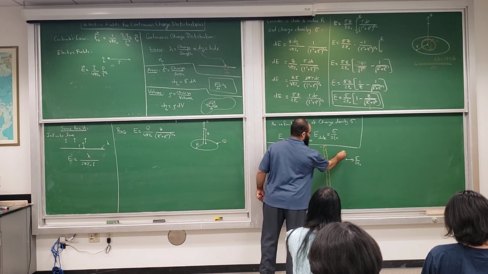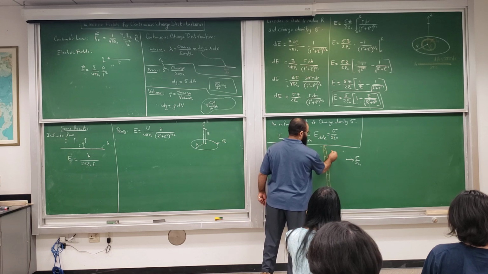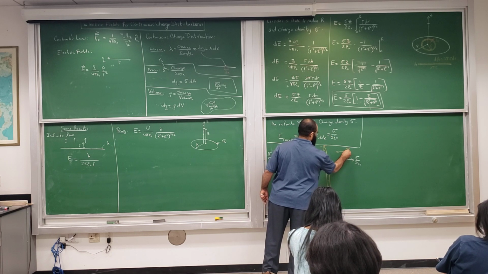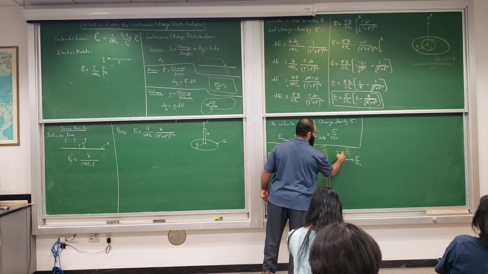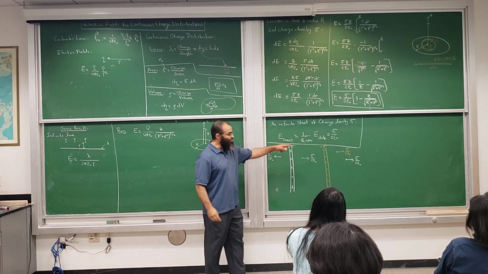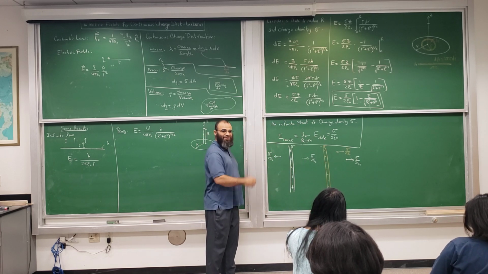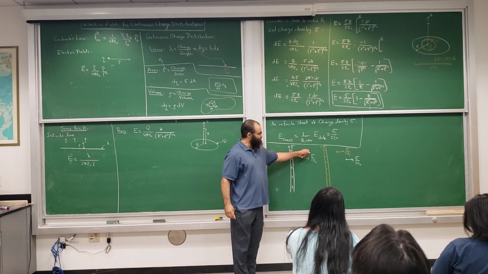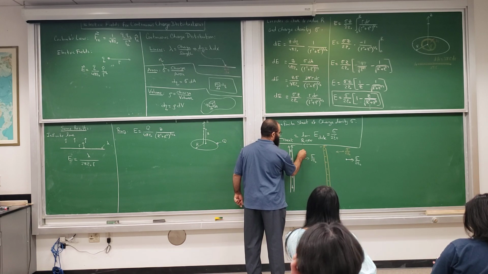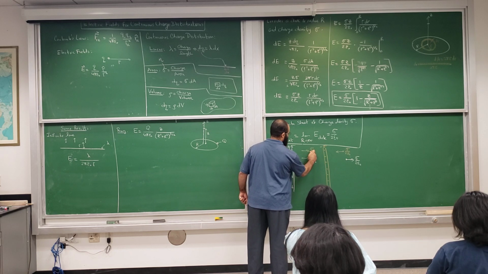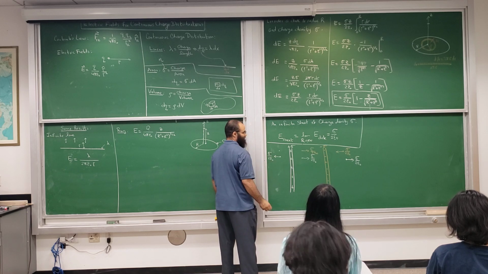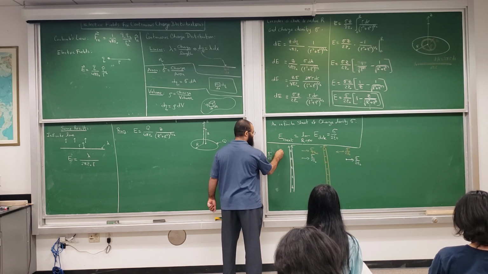What's the electric field due to this orange one? In what direction? Left. And how much? Sigma over 2 epsilon naught, and left, because it is negative, it's pointing left. Don't put a double negative, you already put an arrow. How about here? To the right, towards itself. How about here? To the right, towards itself. Okay.